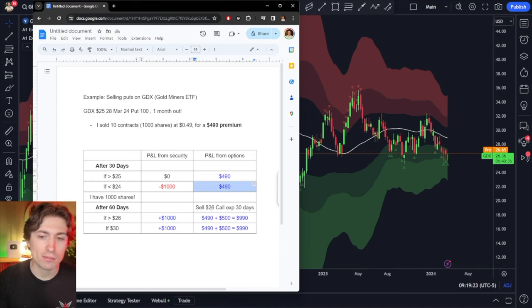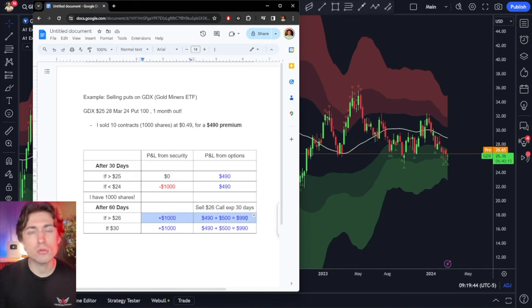I made $490 the first go around, and let's just say I made $500 on the second covered call option that I sold. Between the two options that I've sold, I make $990, right? But I also made $1,000 in the shares actually going up in value. At the end of this period, I have made just about $2,000 overall, $1,990 between the options premium that I've collected and the share price appreciation.